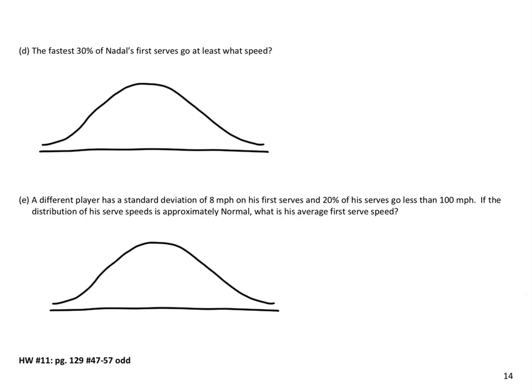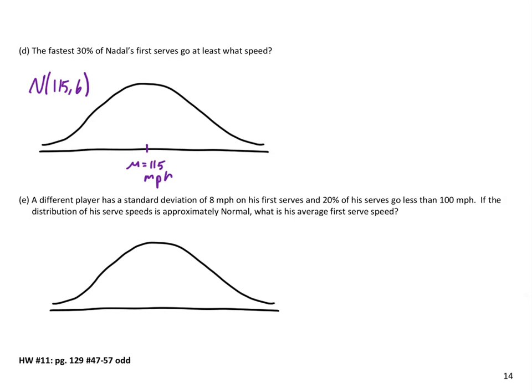Let's move on. So part D, I already got the curve drawn. I'm sure you're pros at drawing that curve by now. What about the fastest 30% of his serves? The fastest 30%. So let's label the mean and standard deviation. Mean is 115. Label the curve. It's normal. 115, comma 6. Beautiful.